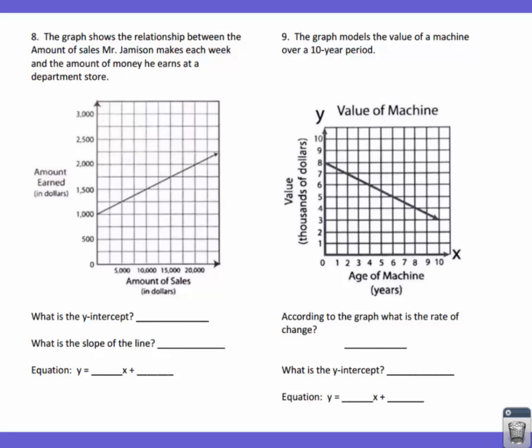So here's kind of an application question. The graph shows the relationship between the amount of sales Mr. Jameson makes each week and the amount of money he earns at the department store. What is the y-intercept? Okay, well again, we're looking for where does it cross the y-axis. So we're looking, here's our y-axis, here's our x-axis. So where does it cross? It crosses at $1,000. So our y-intercept then is $1,000. And yes, I would like to see you put labels on your answers.